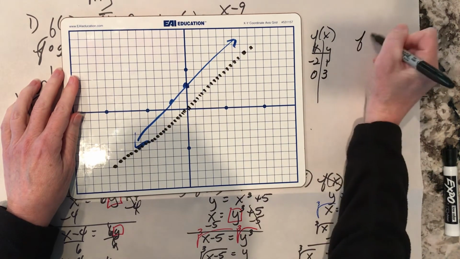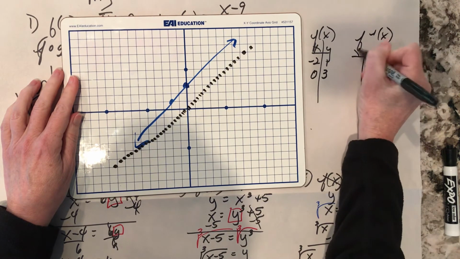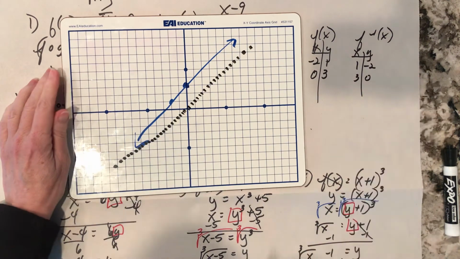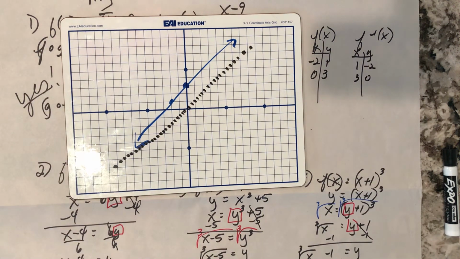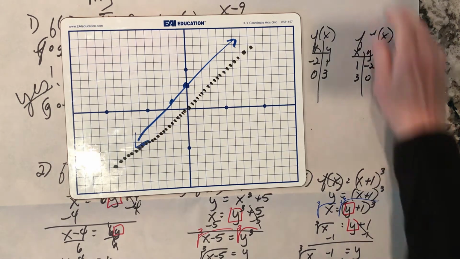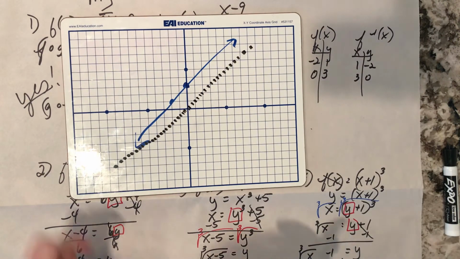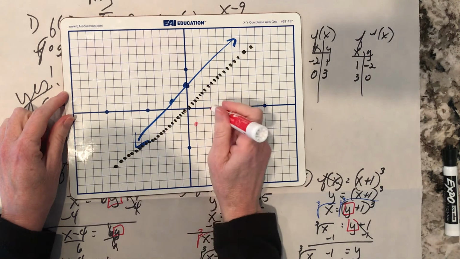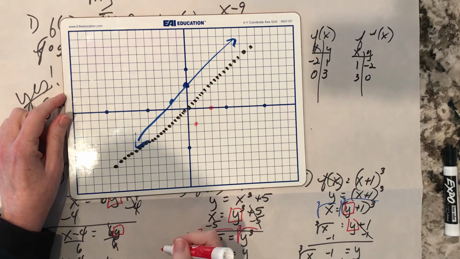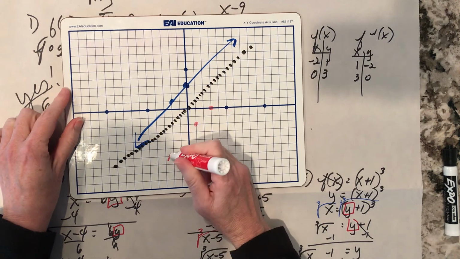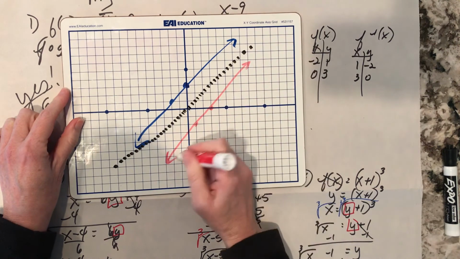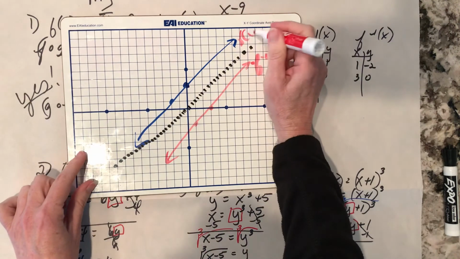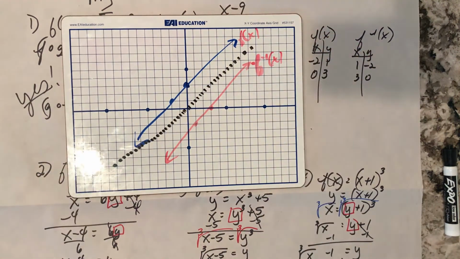In order to create the inverse, I'm just going to swap these two out. So 1, -2, and 3, 0. And I'll plot those points. That will be the inverse. So 1, -2 is that point right there. 3, 0 is that point right there. And I'll just connect the dots to create the inverse. So this is the inverse, and this one is the graph itself.